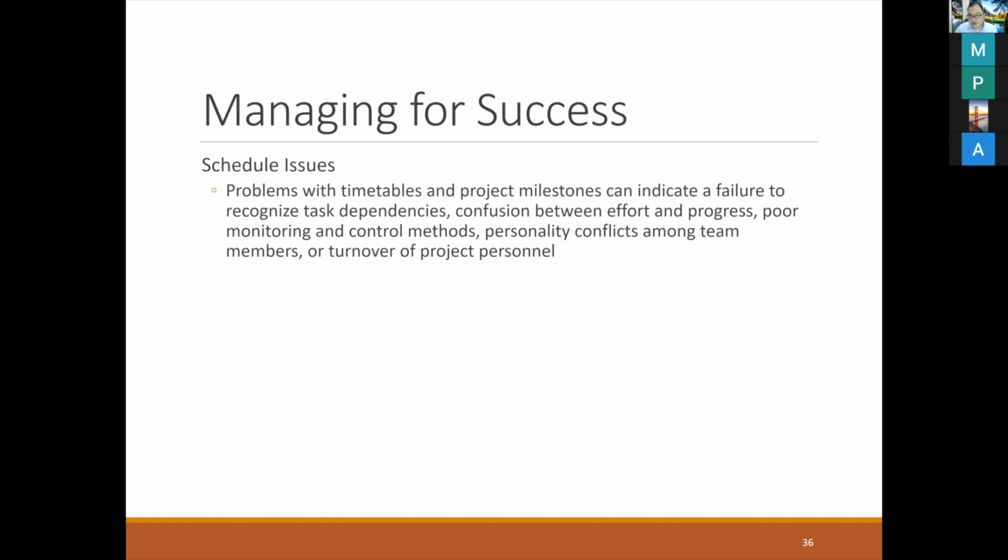The next one is schedule issues. Problems with timetables and project milestones can indicate failures to recognize task dependencies, confusion between efforts and progress, poor monitoring and control methods, personality conflicts among team members, and turnover of project personnel. As I told you, if somebody moves out or quits the job, it will cause a problem for the schedule issues and for the timetable too.